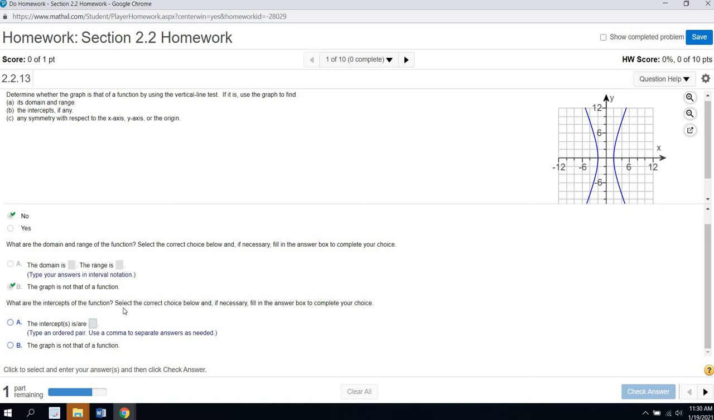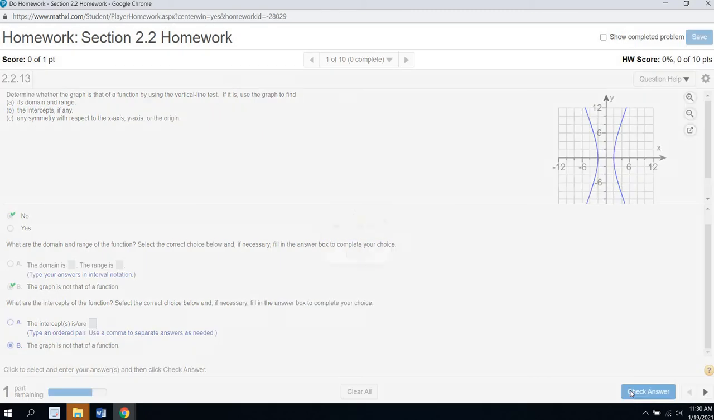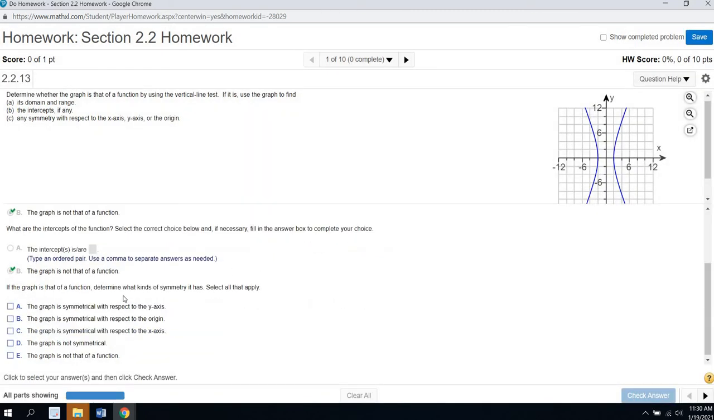What are the intercepts of the function? Well, the graph's not a function. So we just keep choosing that. I don't know why. It makes sense to me why they're doing that. But if it's not a function, the graph is symmetric with respect to the y-axis.